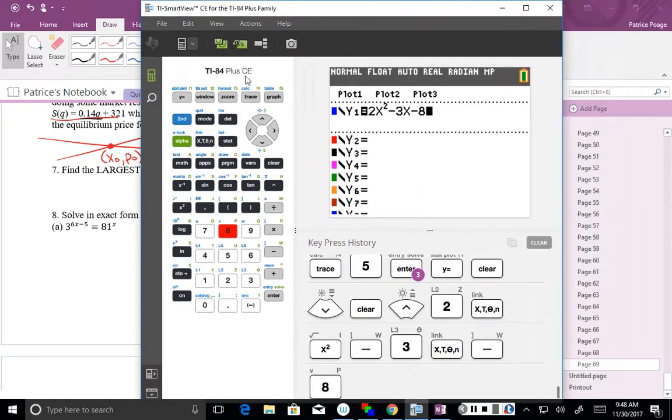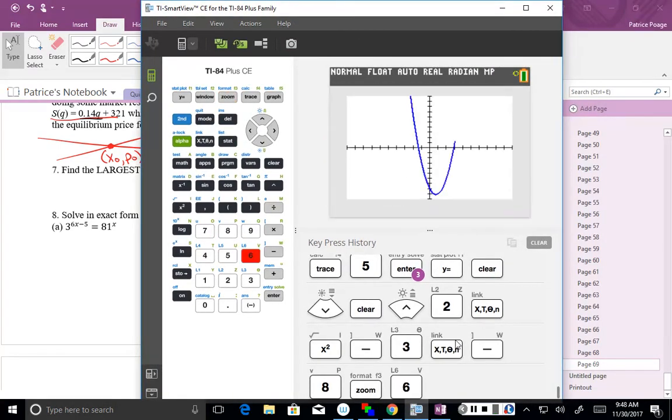I'm going to try just to do zoom 6. Oh, that's not bad. So I have two x-intercepts. I've got one there and one there. And this one says to find the largest one. So it's not going to be the one that's negative. It'll be this one over here.